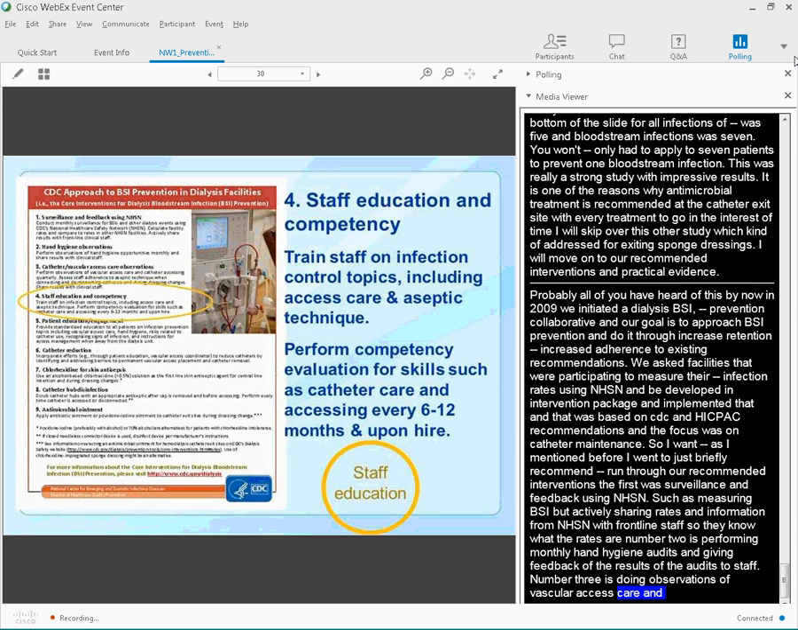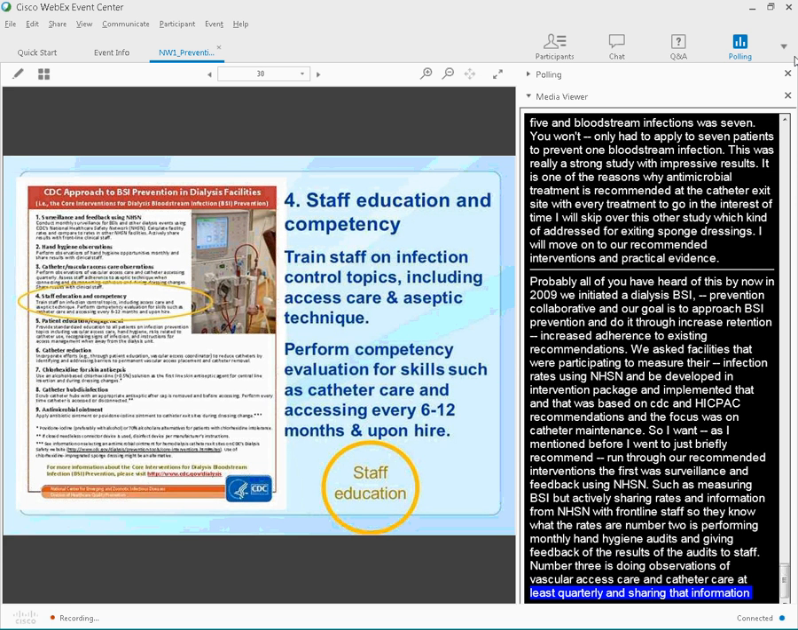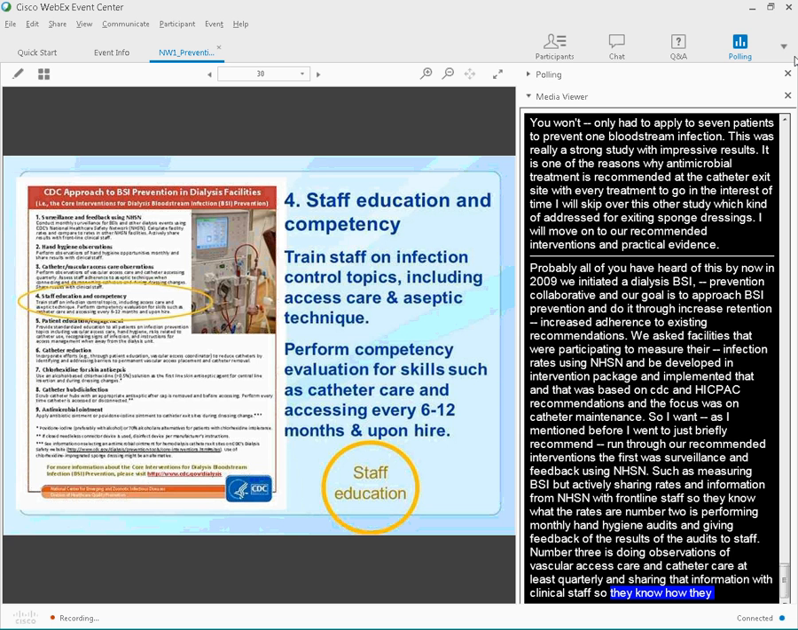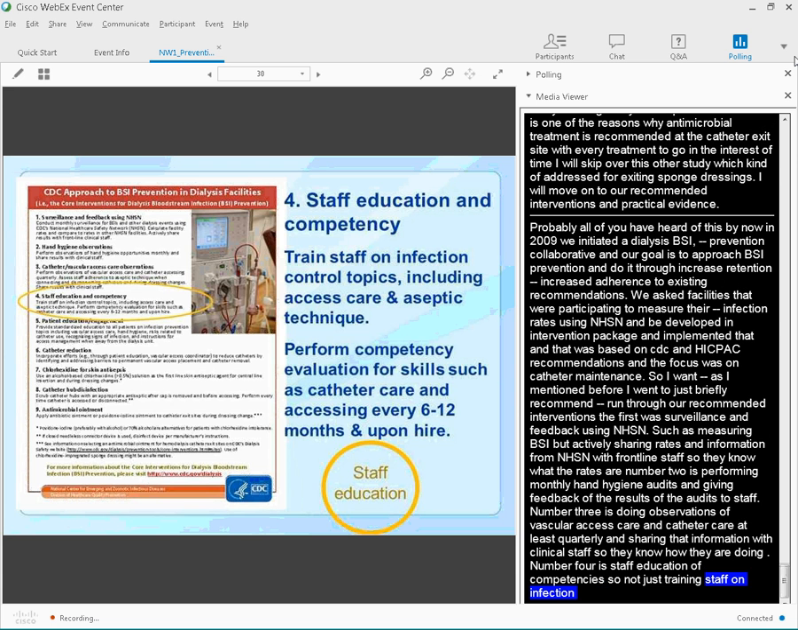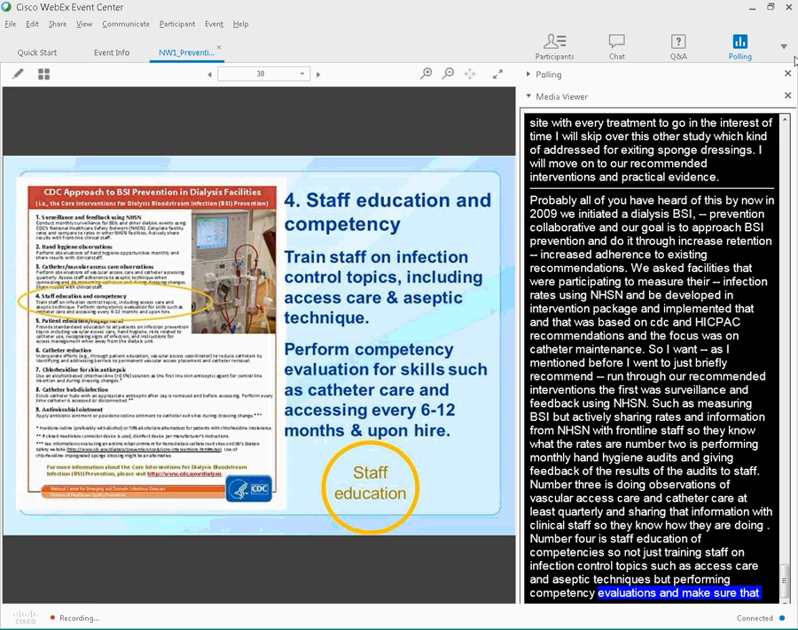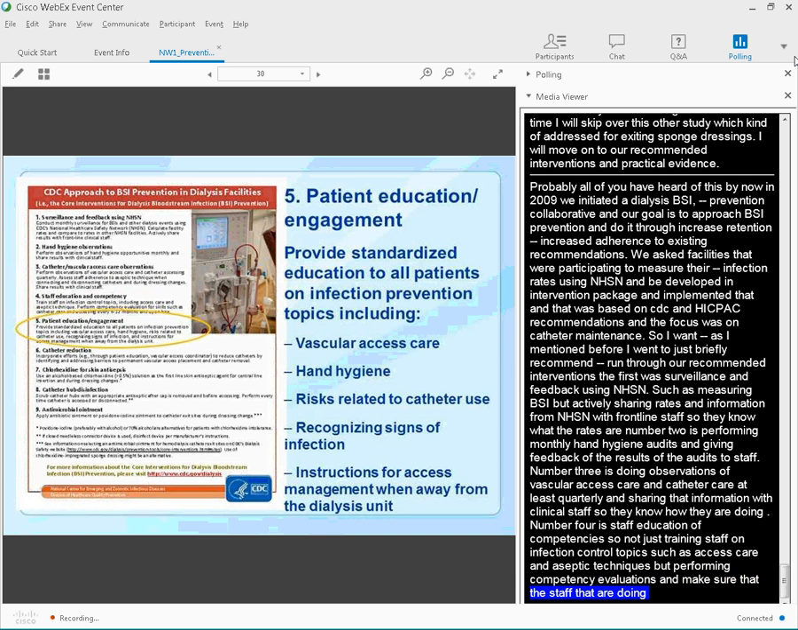Number 4 is staff education and competency, so not just training staff on infection control topics such as access care and aseptic technique, but also performing competency evaluations to make sure that staff who are doing catheter care are competent to do that, and staff who do other vascular access care have the right skills and ability to do that.